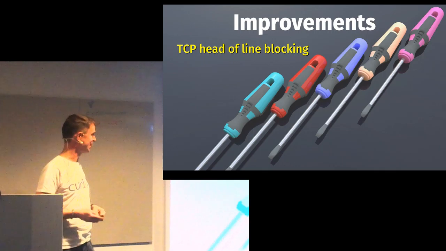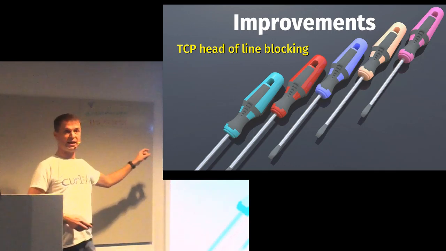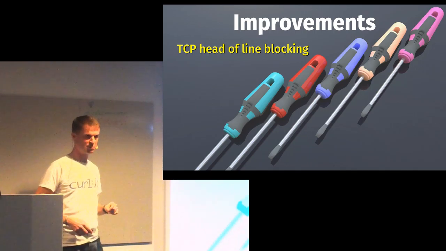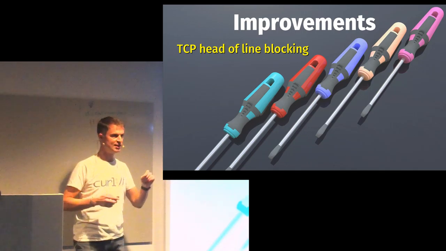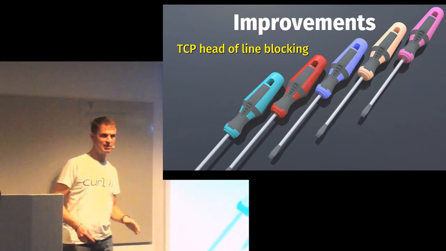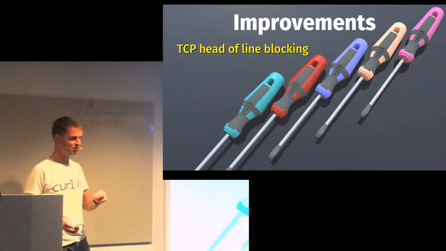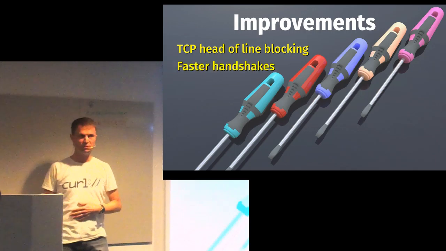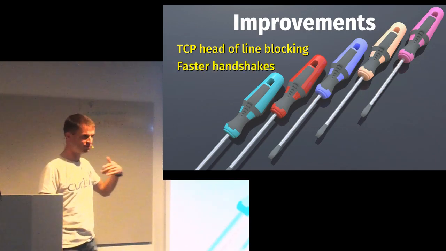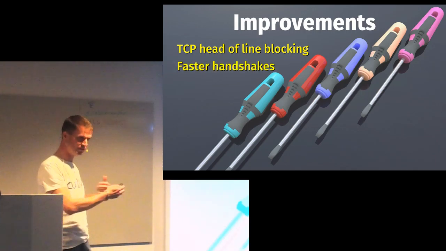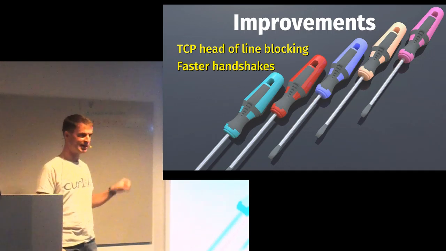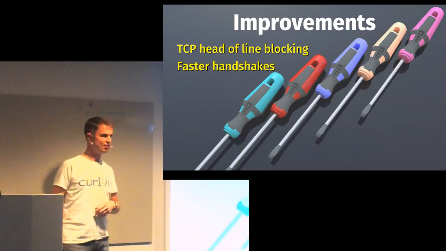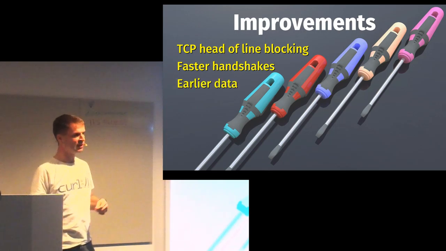We could change that. We can, for example, fix the TCP head of line blocking problem by doing a new transport protocol, by making sure that we can actually have many parallel streams at the same time and drop a packet in the middle and the other streams can go on. We can fix the handshaking thing, right? We don't have to have a three-way handshake and add TLS handshakes on top of that. We can actually have zero RTT handshakes or one RTT handshakes in QUIC. And we can fix that.